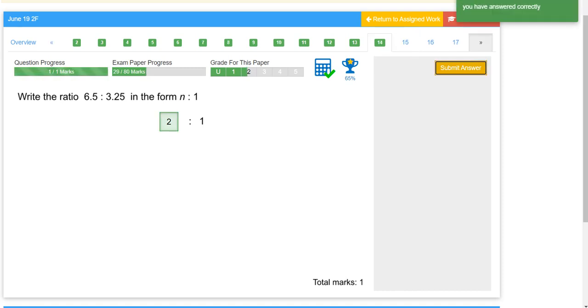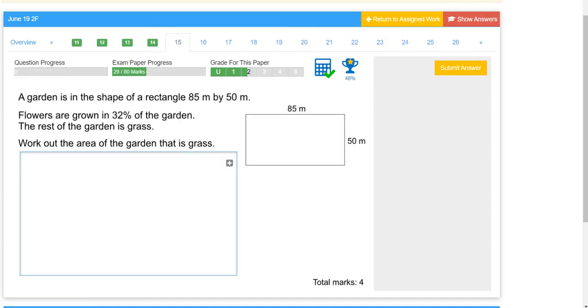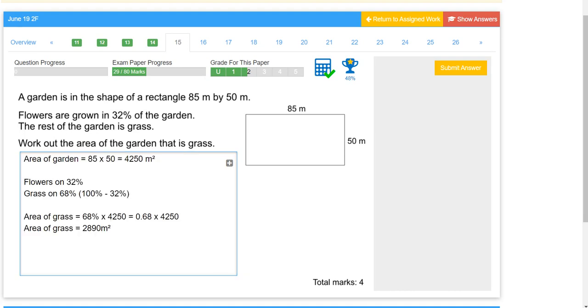And we're on to question 15. Doing well. And now the questions get a little bit longer. So I need to do some calculations here. I'm going to talk you through how I would do this.